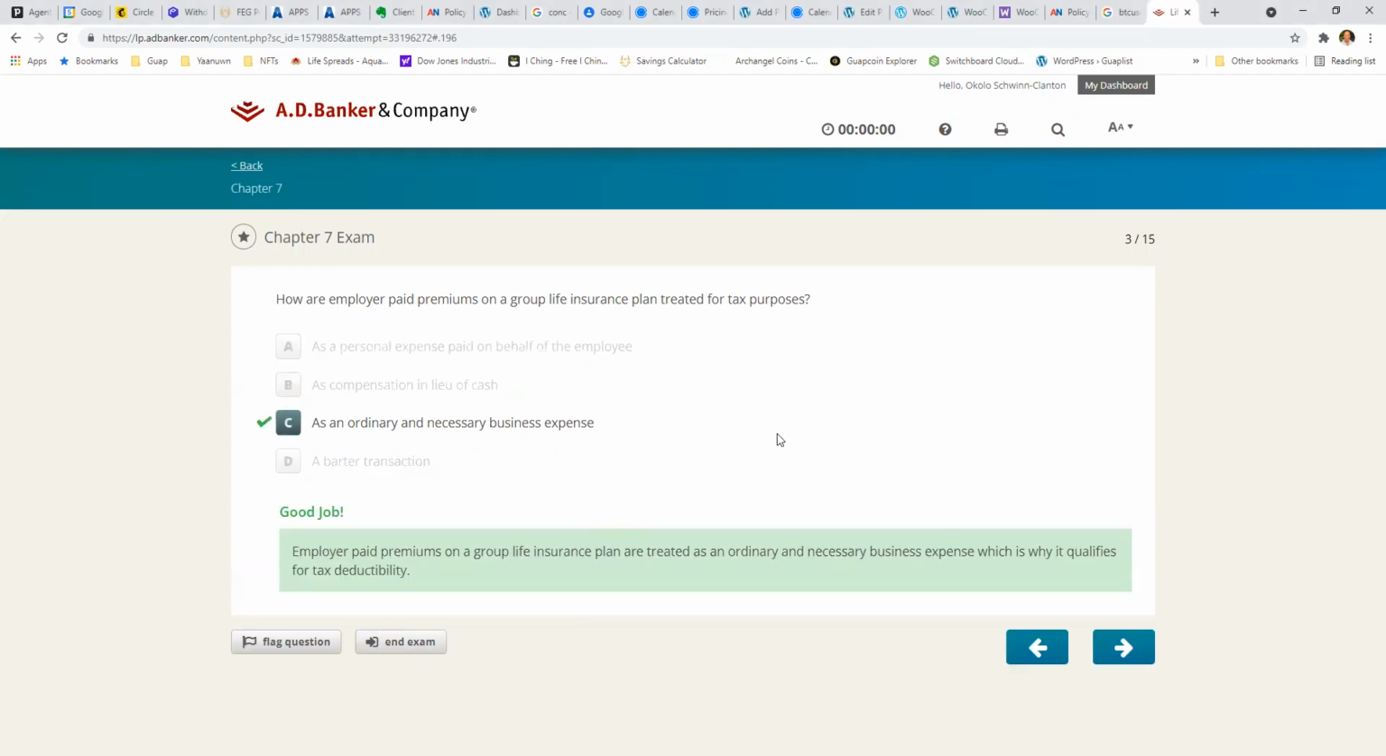Yep. Employer paid premiums on a group life insurance plan are treated as an ordinary and necessary business expense, which is why it qualifies for tax deductibility.